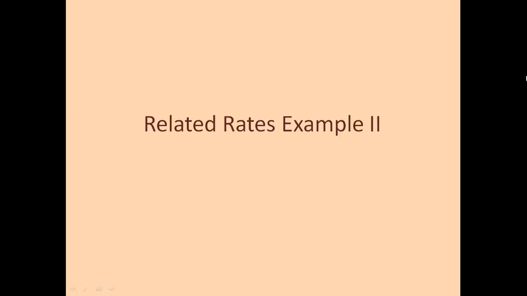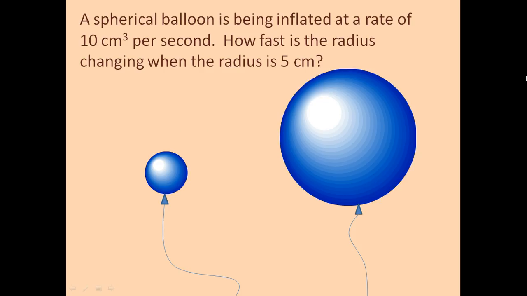Now we're going to do another example on relative rates. We're starting with a spherical balloon that is being inflated at a rate of 10 centimeters cubed per second, and we're trying to find how fast the radius is changing at the point when the radius is 5 centimeters. So we're starting with this balloon.